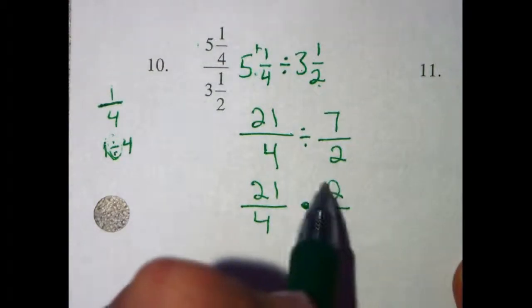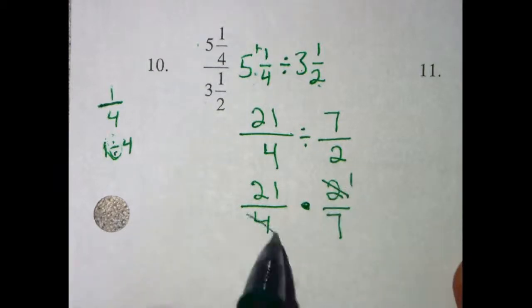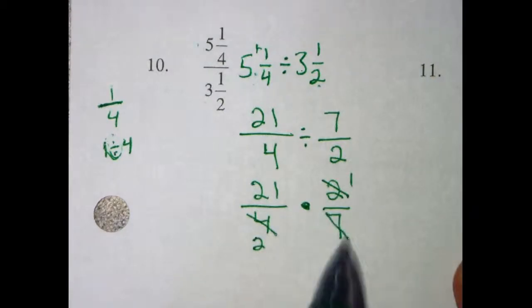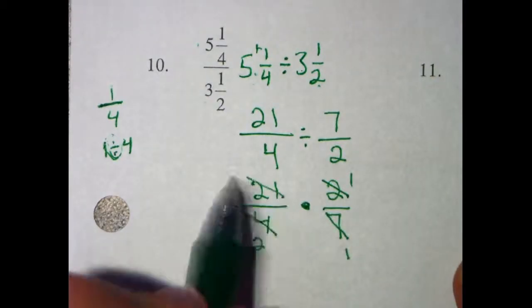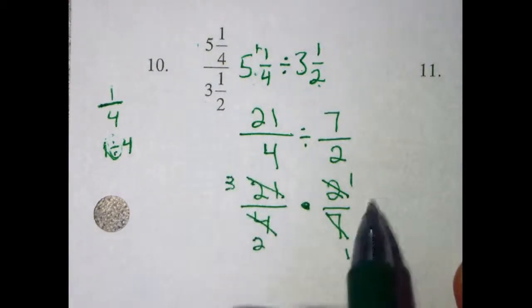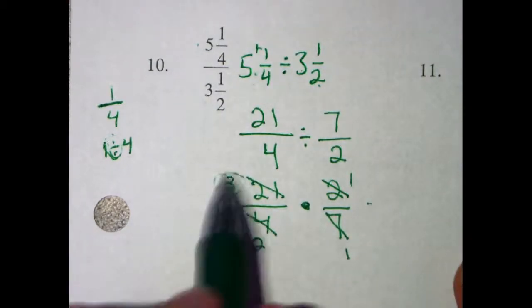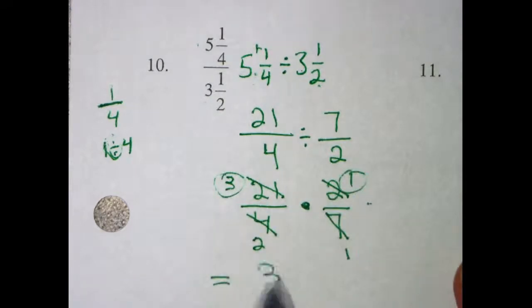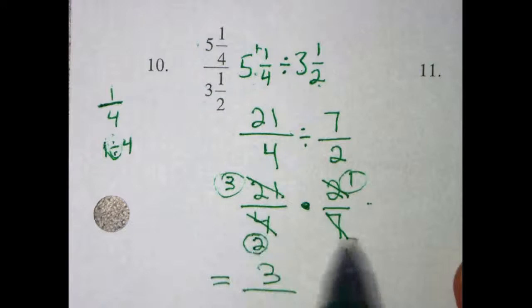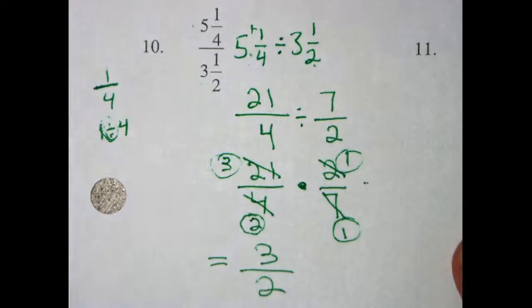So let's see here. 2 goes into 2 one time. 2 goes into 4 two times. 7 goes into 7 one time. 7 goes into 21 three times. And then multiply across. 3 times 1, 2 times 1. So you get 3 over 2, which is the same as 1 1/2. So we can leave it just like this. Okay. So that will get you through the front and the beginning of the back.